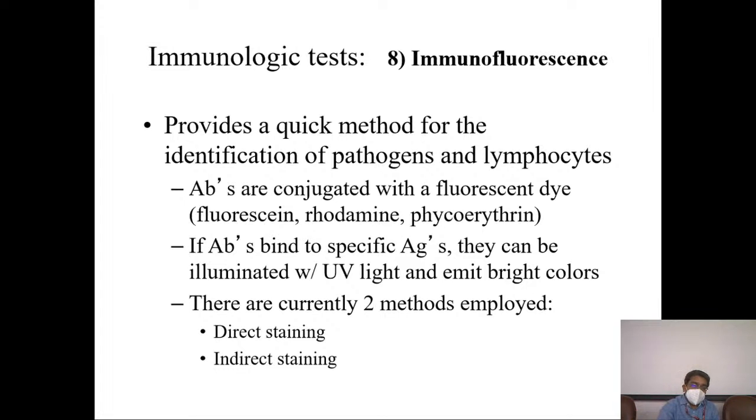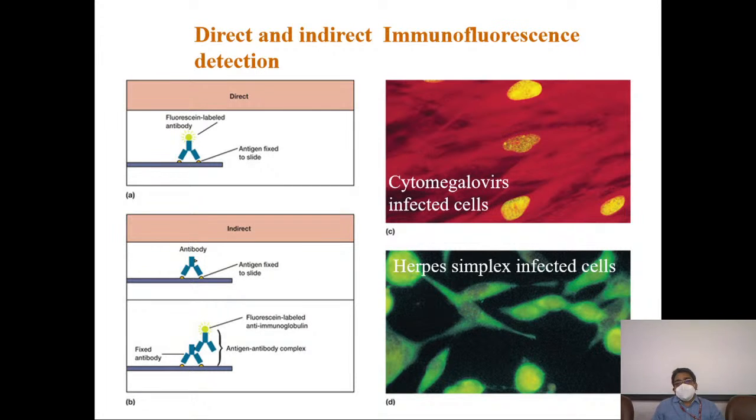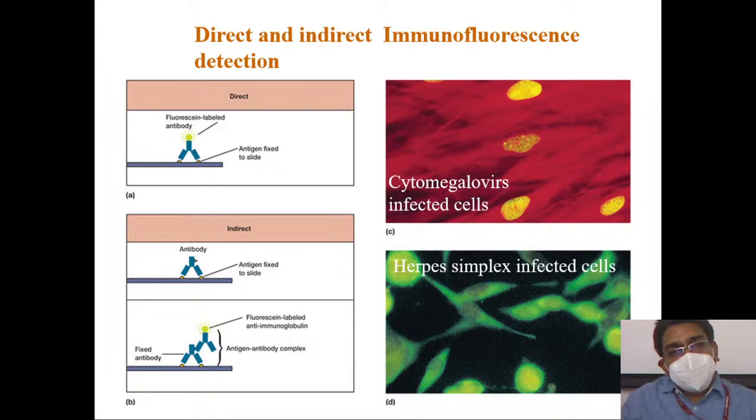There are two methods, again direct and indirect, as in the ELISA. The direct method is not routinely done. It's very expensive, because the antigen is fixed on the slide and fluorescein-labeled antibody is added against it, but all the antibodies have to be tagged. Indirect antibody is commonly used.